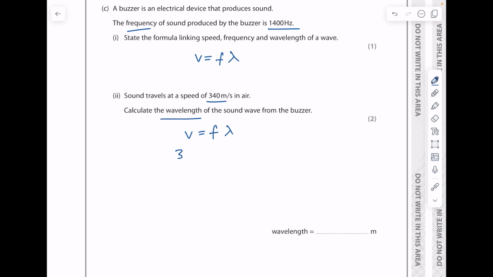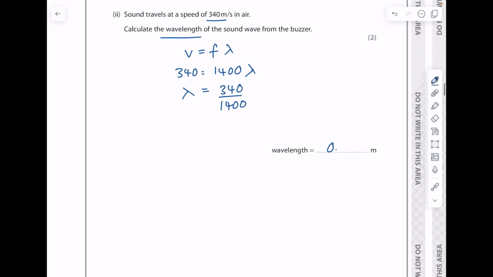I prefer not to. Sub in the values. Solve for lambda, which is wavelength. So do 340 divided by 1400 to get 0.24.